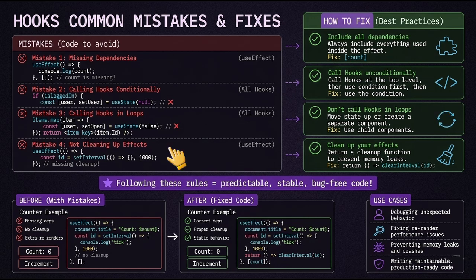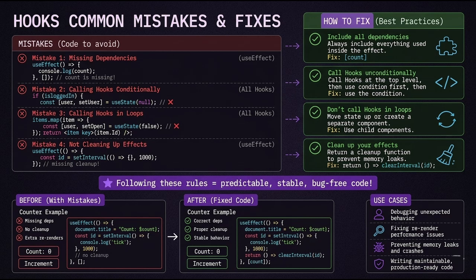Mistake 4. Not cleaning up effects. Setting up open intervals, setInterval, or stream subscriptions inside an effect without cleanup will cause massive hidden memory leaks. The fix: always return a cleanup function, like return clearInterval(id), inside your effect to shut down tasks safely when a component unmounts.